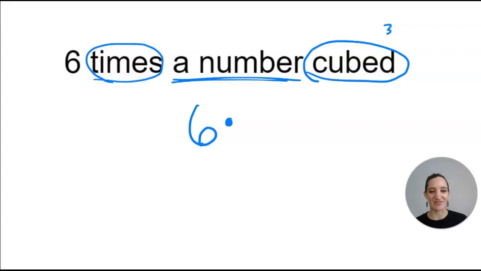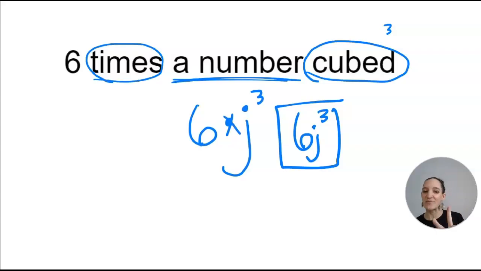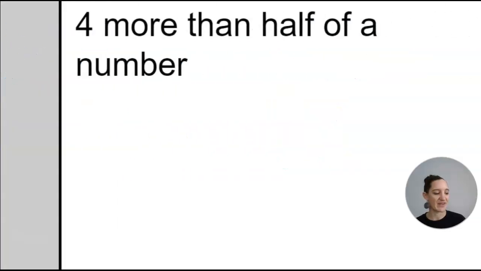oh, there's a number again. What should we use this time for a number? J. I don't care what number you use, or that's not a number, that's a letter. I don't care what variable you use for a number. 6 times a number cubed. So you can write it like this, or just this is what you'll see more often. Why? Because mathematicians are lazy. If we see a number in front of a variable, we just automatically know they're being times.